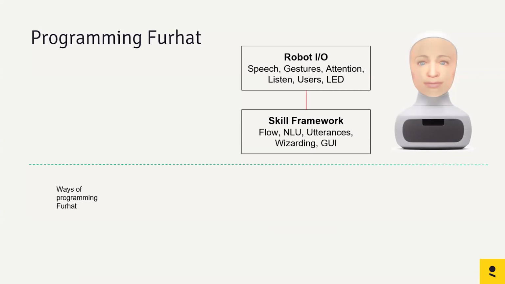Then on top of that, we have something called the skill framework. The skill framework contains functionality that allows you to build more advanced interactions with Furhat. There we find things like what we call the flow, the dialogue flow or interaction flow. We have natural language understanding. We have something called utterances that allow you to combine text with gestures, for example. We also have functionality for building graphical user interfaces if you want to have a screen together with Furhat.